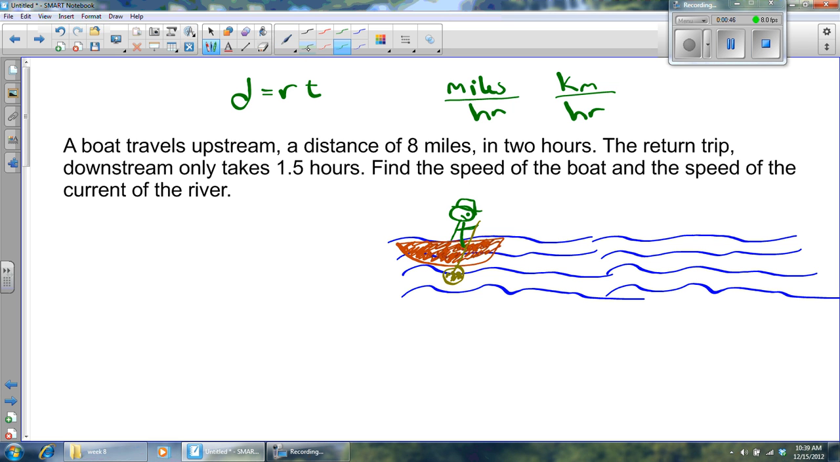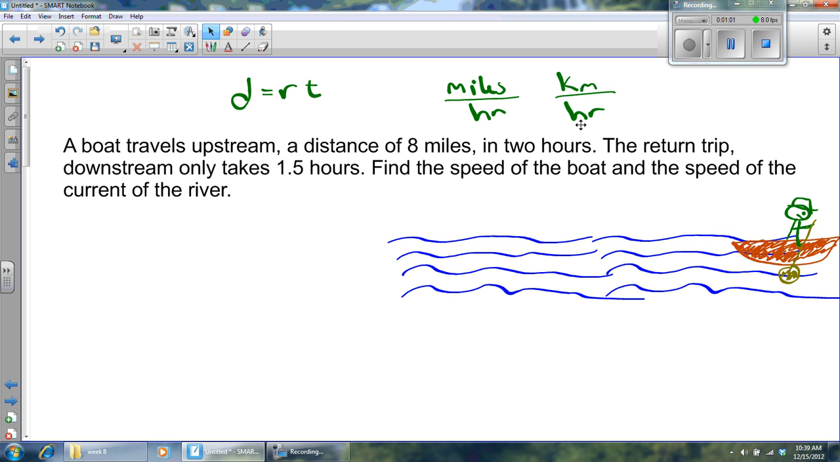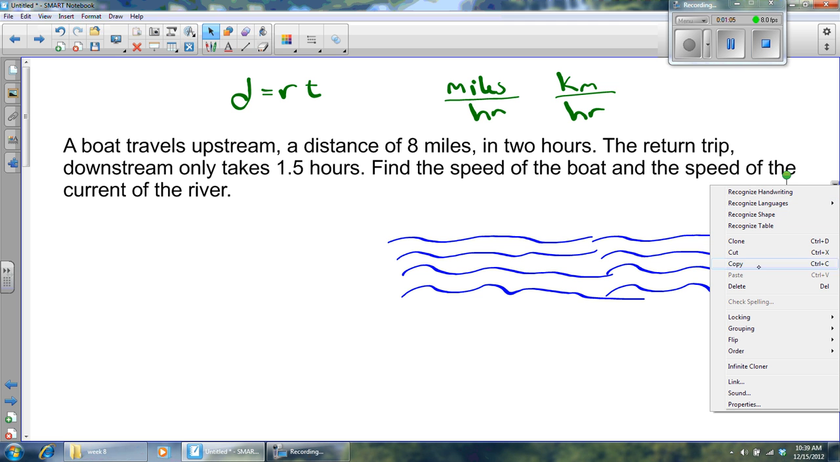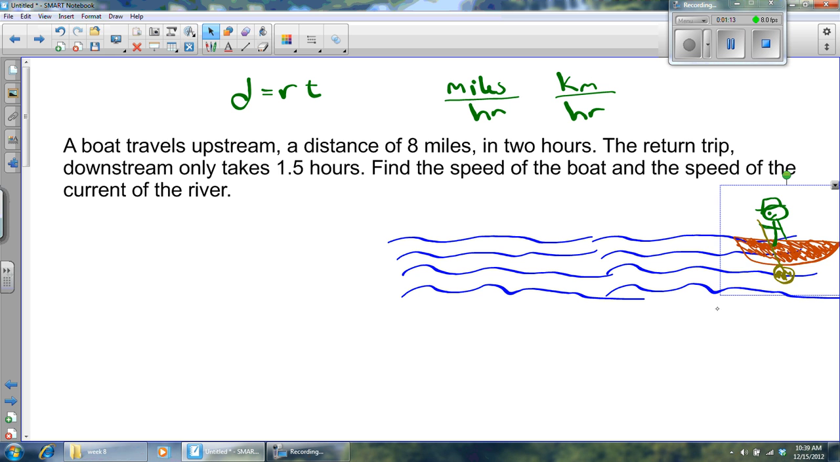All right, so here we have a boat traveling upstream a distance of 8 miles in 2 hours. The return trip downstream, that would be with the current at its back, only takes an hour and a half.